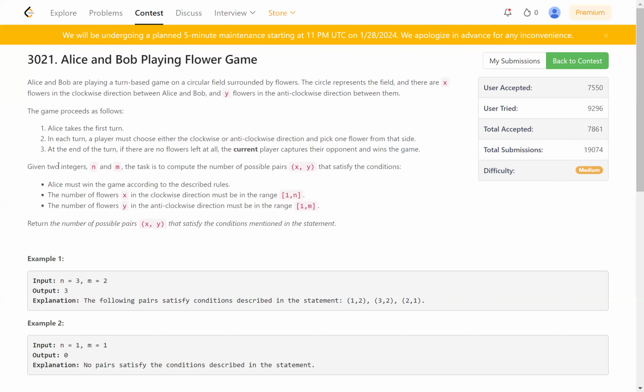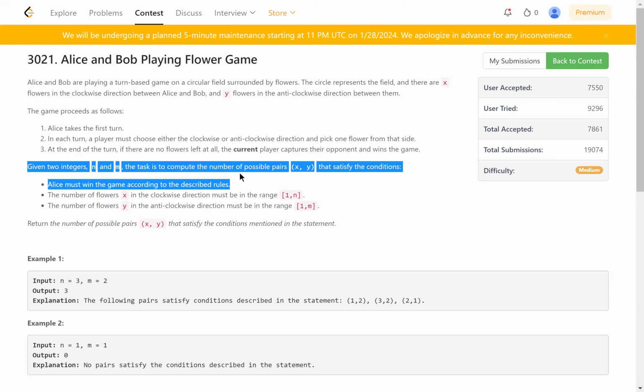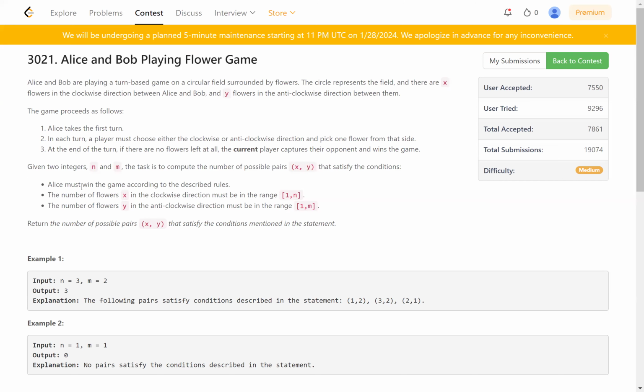And we have been told that we are given two integers n and m, and the task is to compute the number of possible pairs (x, y) that satisfy the condition: Alice must win the game according to the described rules.